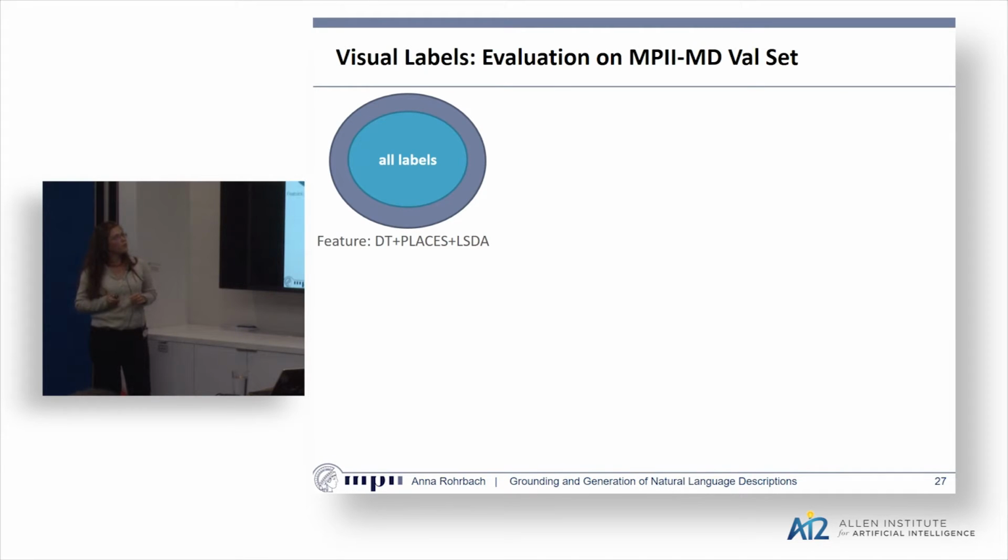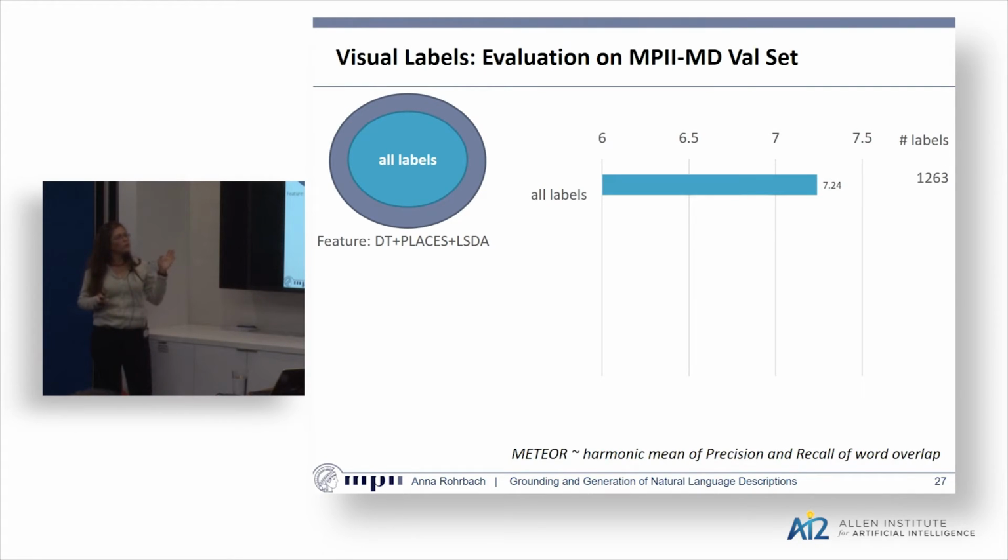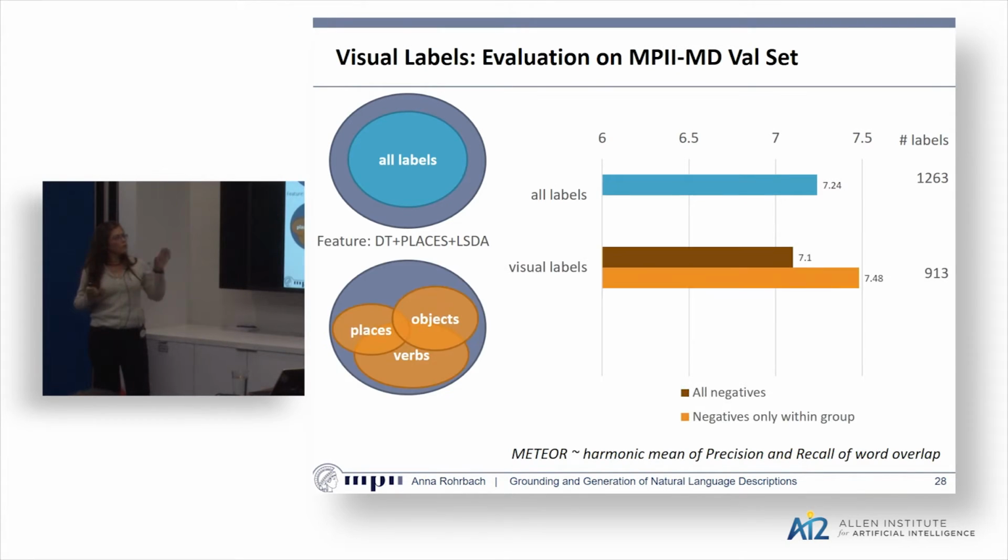So we first validate this hypothesis. Our strong baseline is just using all the labels that we have extracted with the parser without any filtering, and using the strong feature, which is just a combination of all the features. What we report here is the final performance of the generated sentences in terms of the Meteor score. Using all the labels, treating them all equally, gives us 7.24. Then there are two situations here, and we consider all negatives versus negatives within the group. We clearly see that we have to look into negatives within the group, and this gives us a boost with respect to all negatives, and also with respect to using all labels, treating them equally. So we basically confirm both things.